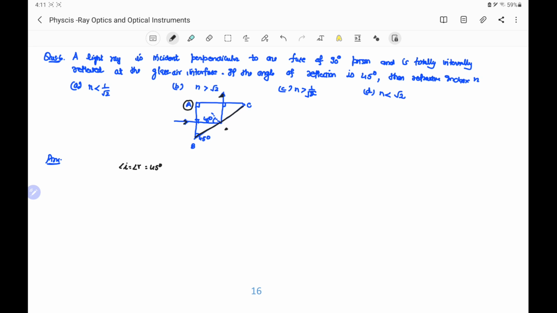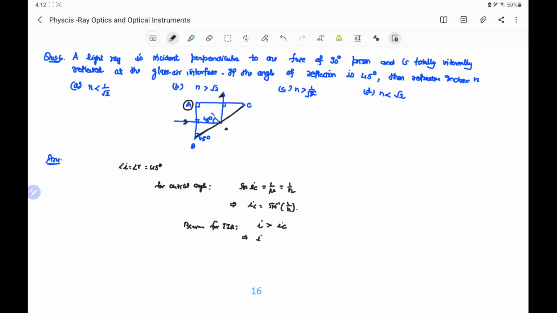Then the refractive index is, for critical angle, we know that sin IC is equal to 1 by μ, where μ is the refractive index. Here the symbol for the refractive index is given as n, so we will use 1 by n. This implies that IC equals sin inverse 1 by n. Because for total internal reflection, angle of incidence will be greater than the critical angle.